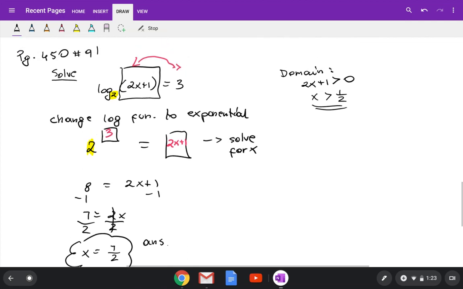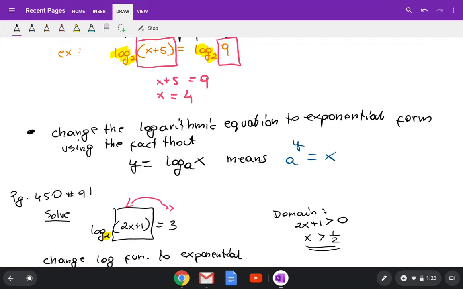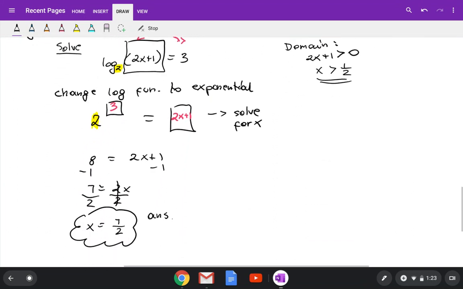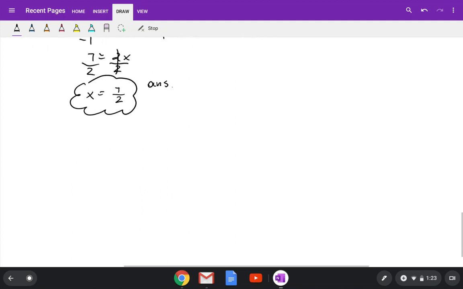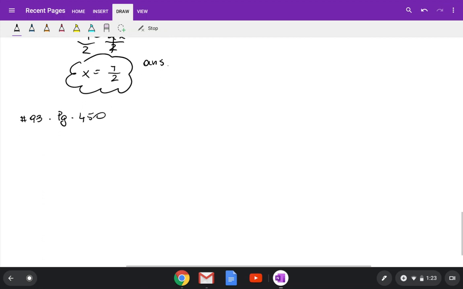Okay, so that was the example of how you change the logarithmic equation to exponential. Let's do more. Next one will be number 93, also from page 450. You can try to solve it by yourself. You can pause the video and then check with my answers. So you have log base x of 4 equal to 2. When you see log, you're going to change to exponent.